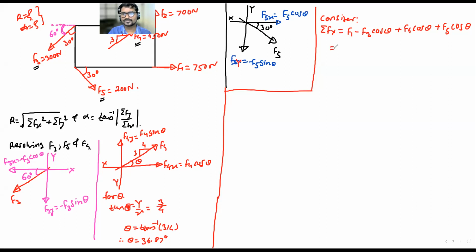Anyone else? No. So put up the values. F1 is 750, minus F3, where is it, 300 cos 60, plus F4, how much is F4, 450. 450 cos of 36.87, plus, let me write below, F5 is 200 cos of 30. So do the summation neatly.